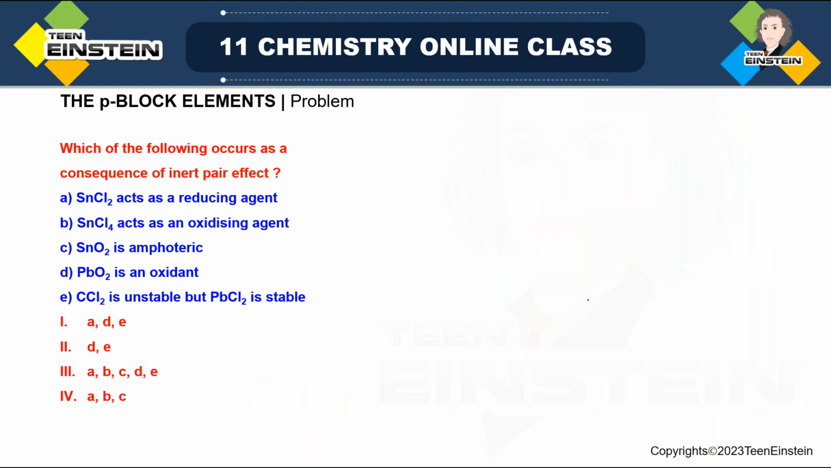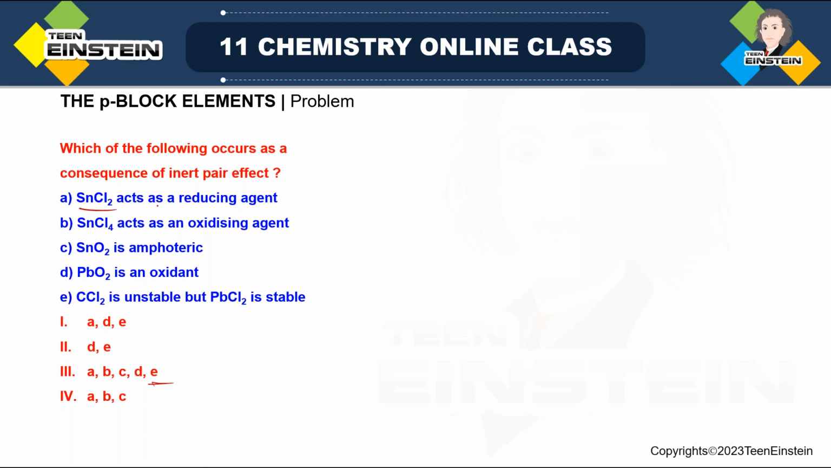Next question here we have, which of the following occurs as a consequence of inert pair effect? Now here we have total A, B, C, D, E, total 5 statements, right? And the options are 4: the first option is ADE, then DE, then all these statements, and ABC. So which of the following occurs because of inert pair effect? It is not that we have to choose which one is true, which one is false. It may be true, but the reason for the statement should be the consequence of inert pair effect.